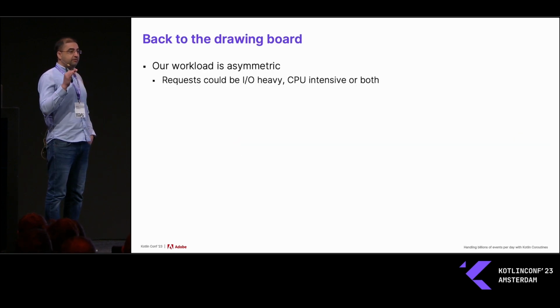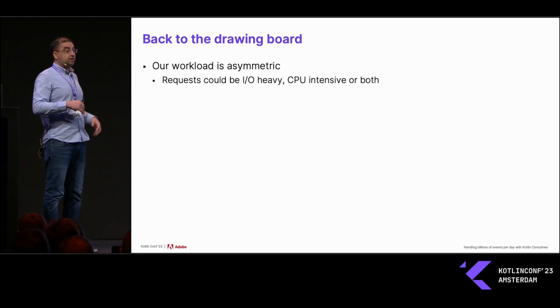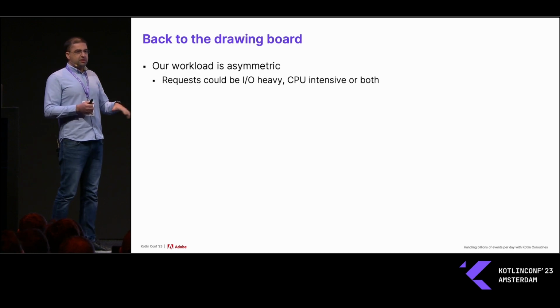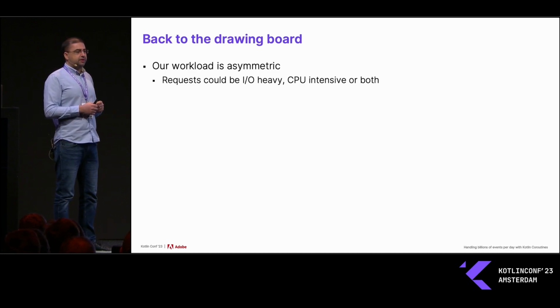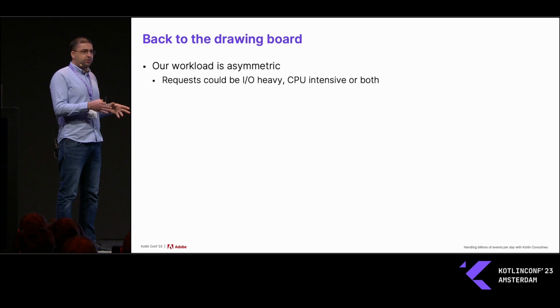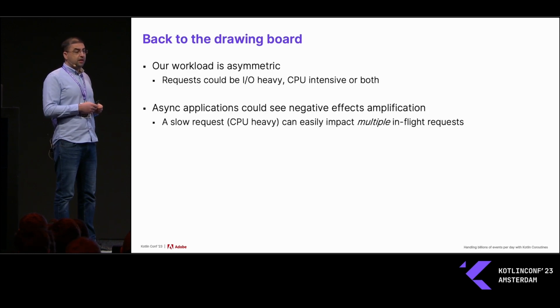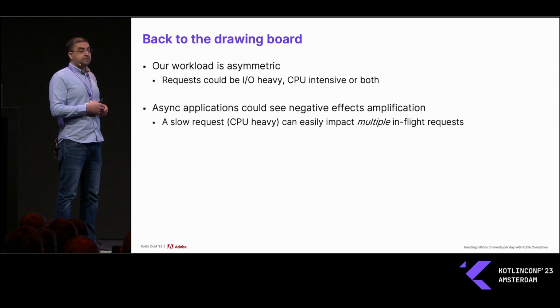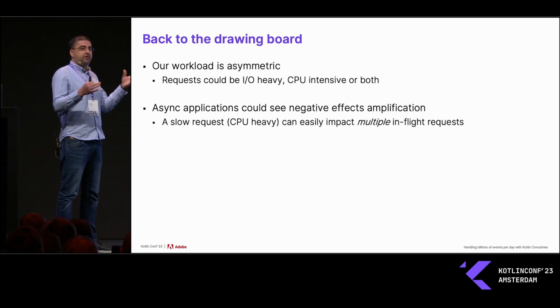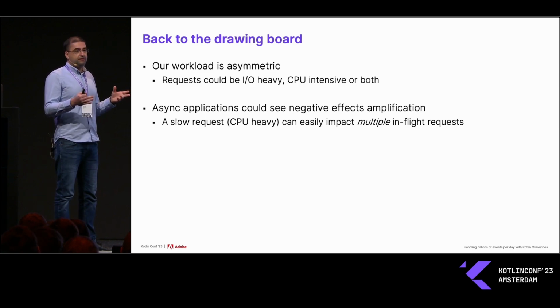The first thing we realized after our initial release attempt was that our workload was much more asymmetric than we'd initially considered. We were focusing primarily on I/O heavy traffic, but it was clear at this point that we had quite a bunch of CPU intensive requests, or requests that were both I/O and CPU intensive. And with the switch to asynchronous processing, we could now see an amplification of the effect across multiple in-flight requests.